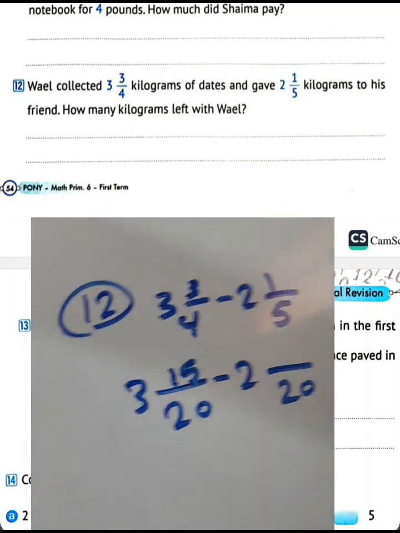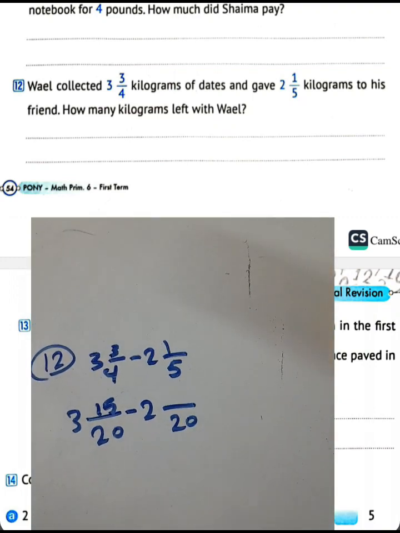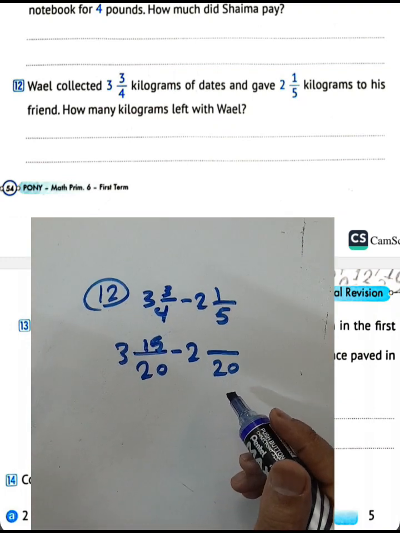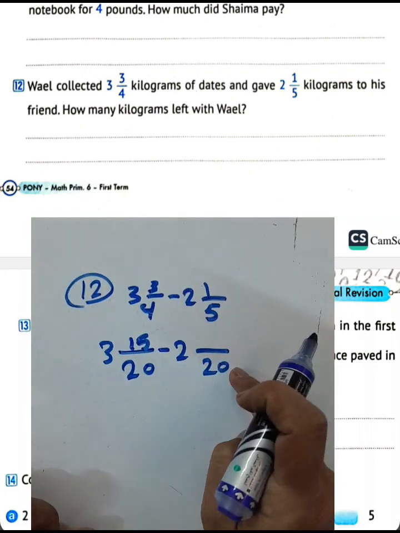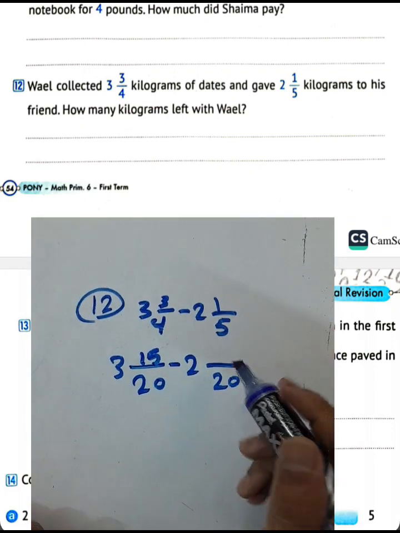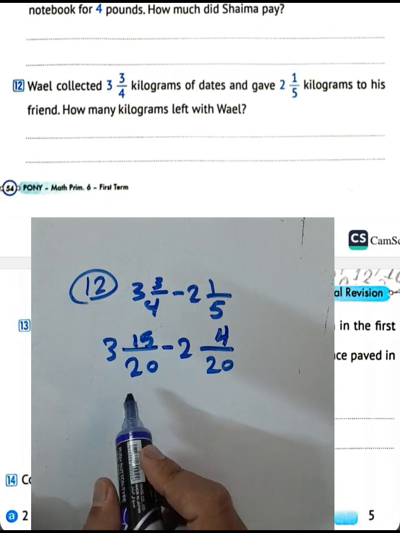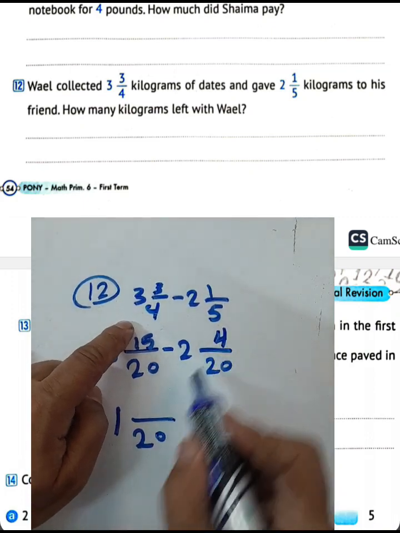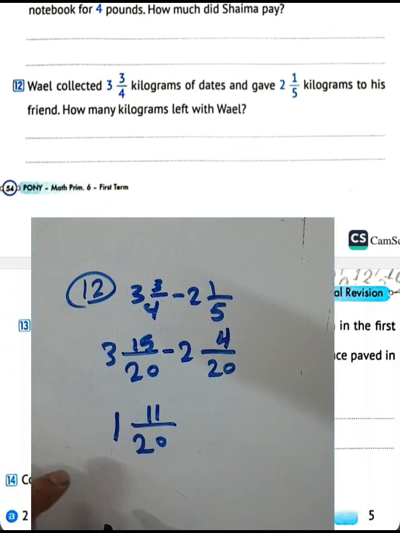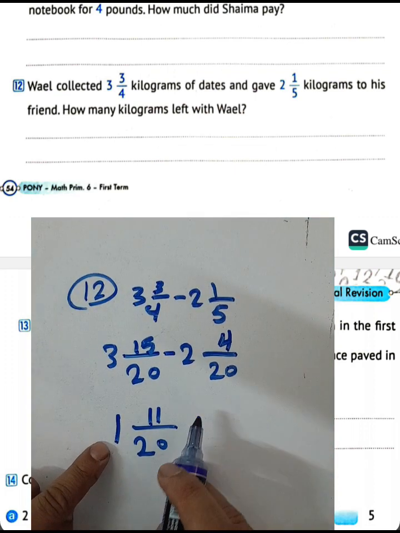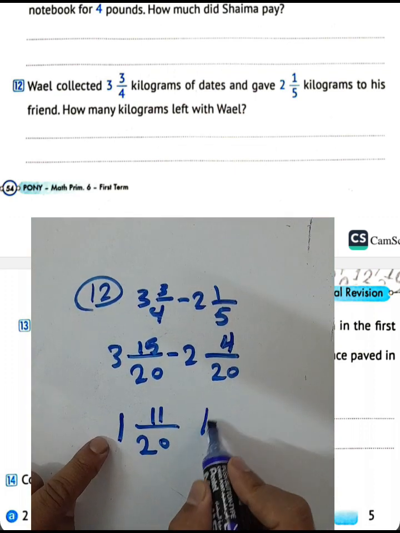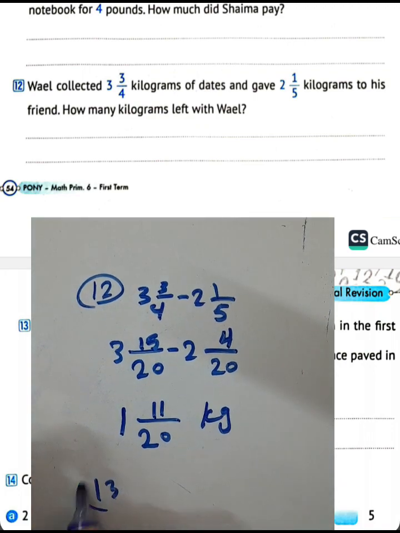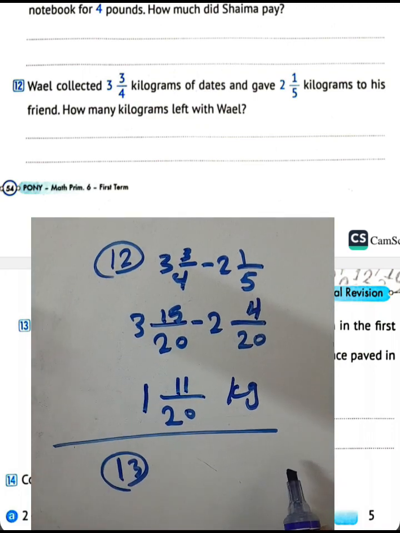And then 20 here in the denominator. 5 times 4 equals 20. 4 times 1 equals 4. Find the difference. 3 minus 2 equals 1, and then write 20 in the denominator. 15 minus 4 equals 11. The result will be 1 and 11/20 kilograms. Question 13.